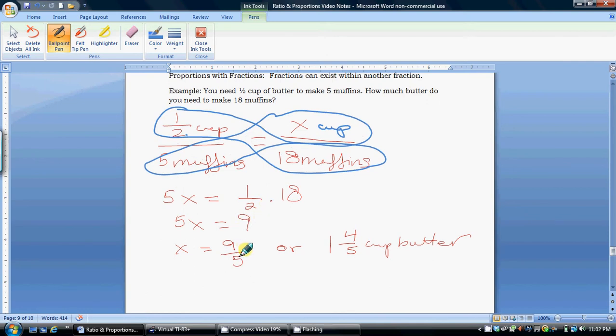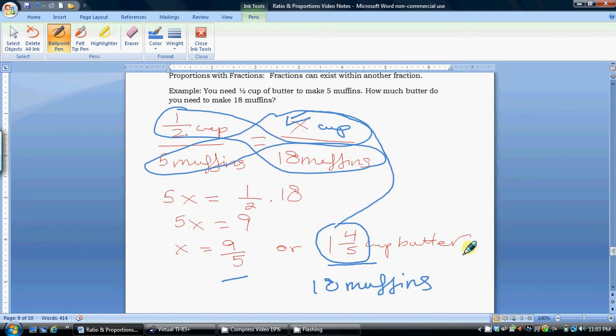So, does anybody know how to measure 9/5 of a cup of butter? Probably not, but we probably do know how to measure 1/4 cup of butter. So, improper fraction, mixed number, answer. And again, this is 1 4/5 cups of butter for 18 muffins. But you're basically just taking this x and you're plugging it right into here.